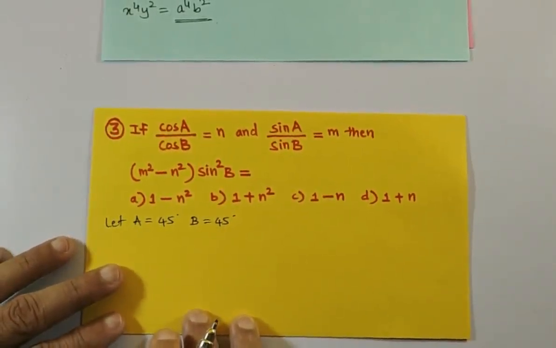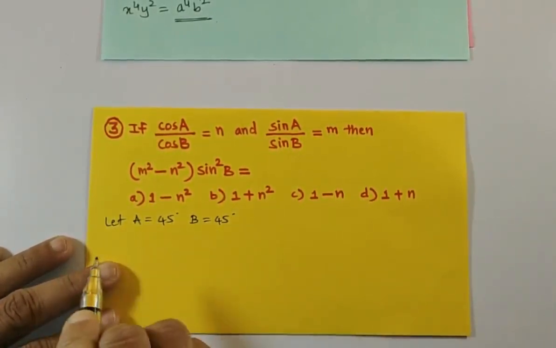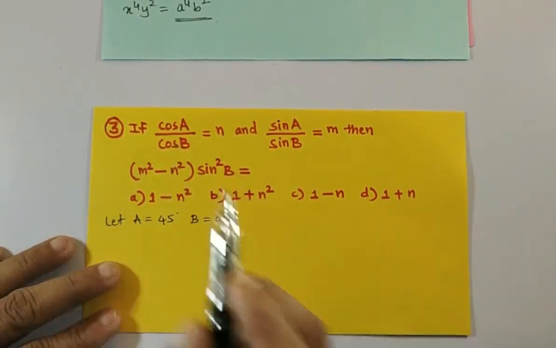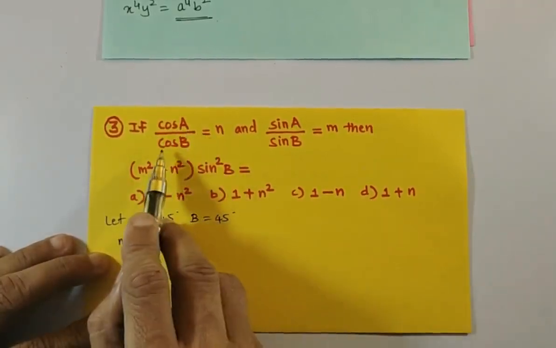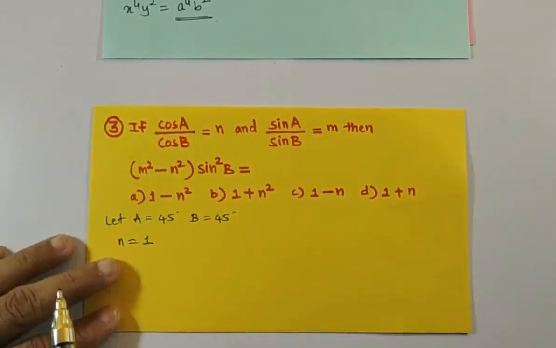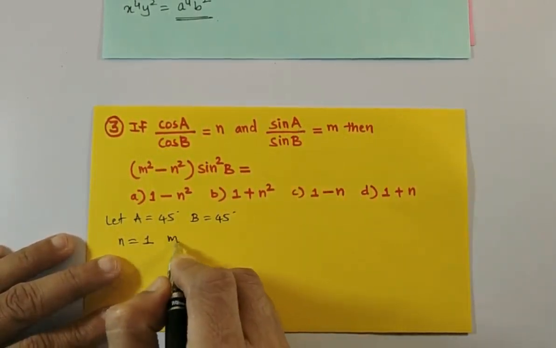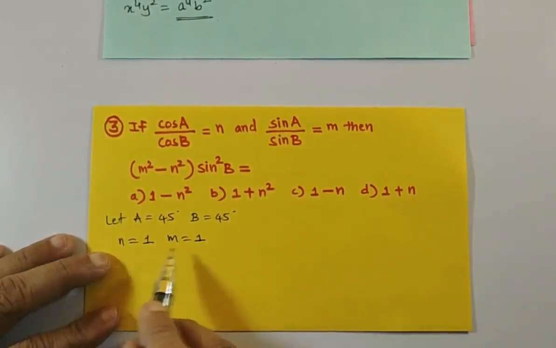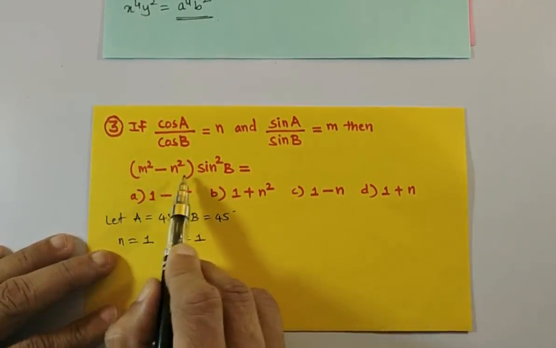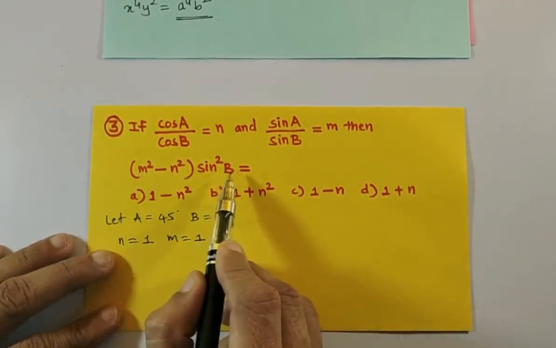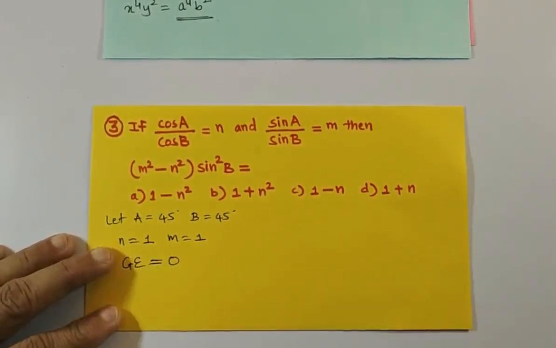B is equal to 45 degree. So if I take A is equal to 45, B is equal to 45, and substitute, cos 45 here and cos 45 there are the same, so you will get n is equal to 1. Here also both are 45, so you will get m is equal to 1. So if n and m are 1, substituting gives 1 square minus 1 square into sine square 45, which means this expression will be 0. So the given expression is 0.